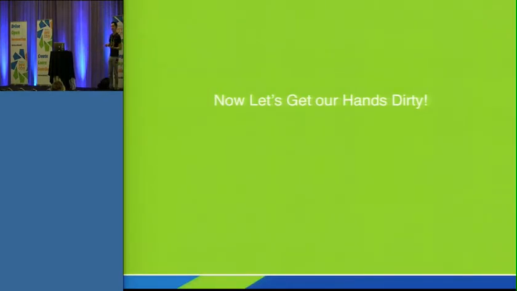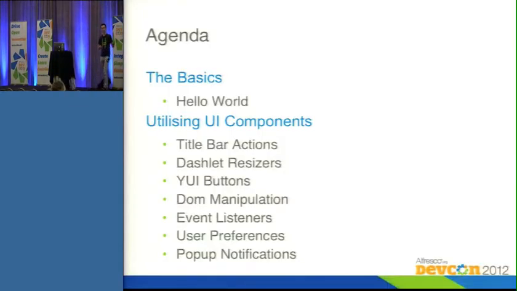So now we've got a basic idea of the variety of dashlets that we might want to build. I want to start looking at some examples. I'm going to start off with a basic Hello World dashlet. That dashlet is actually part of Share Extras. I've actually updated it for version 4.2.